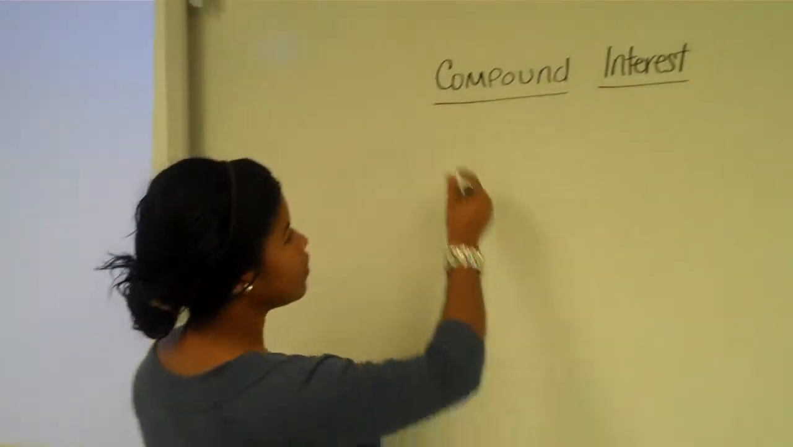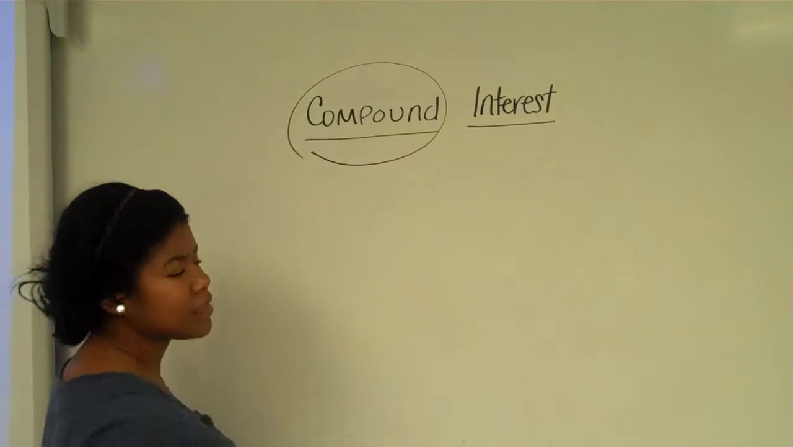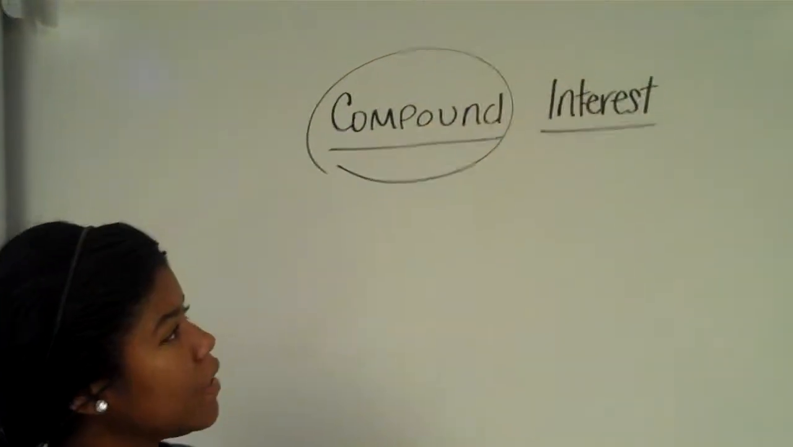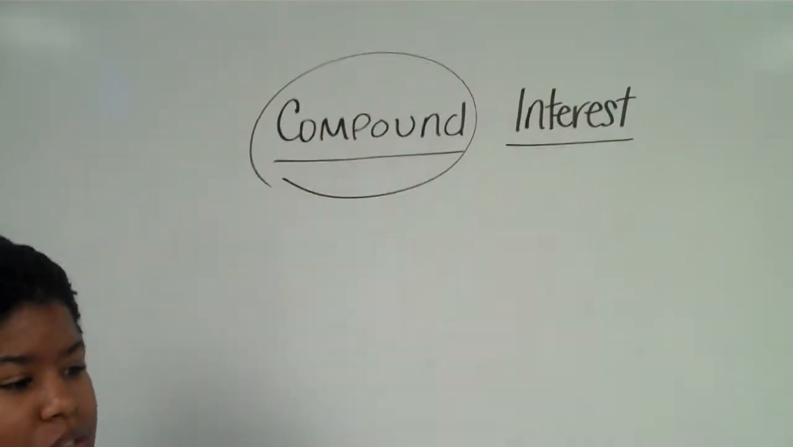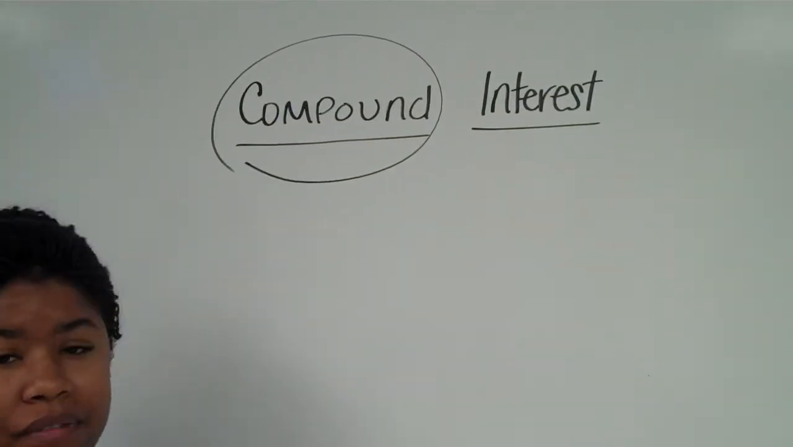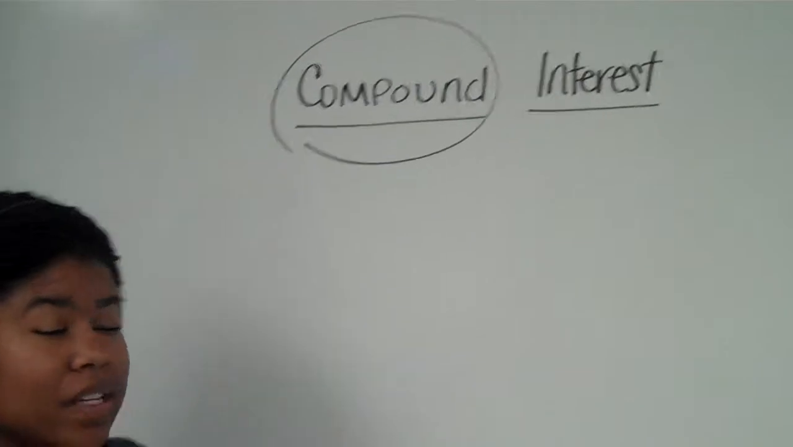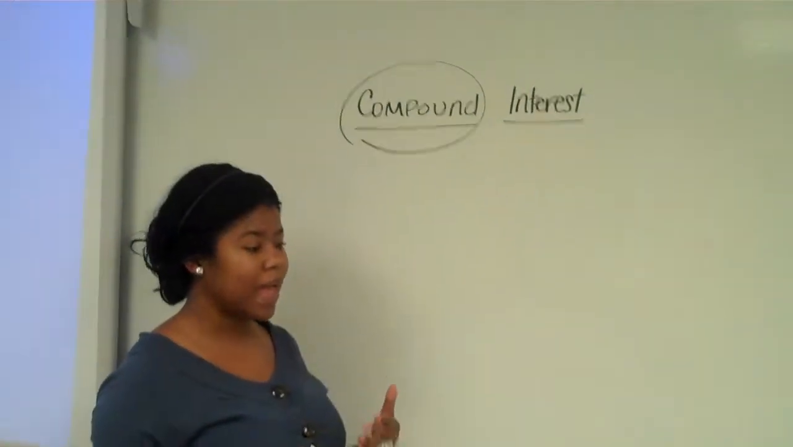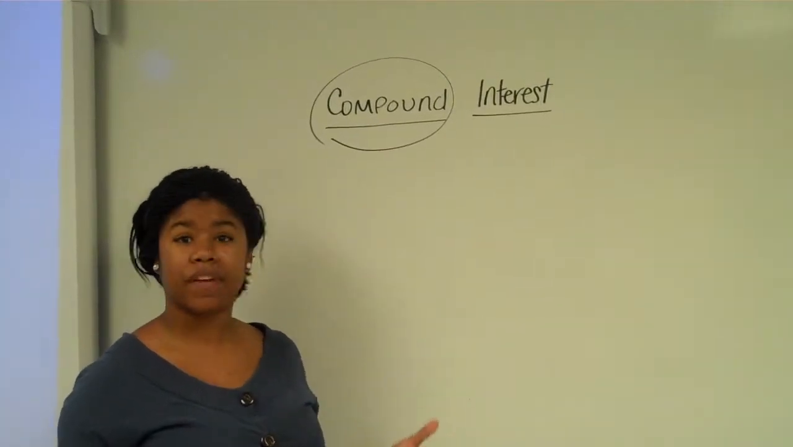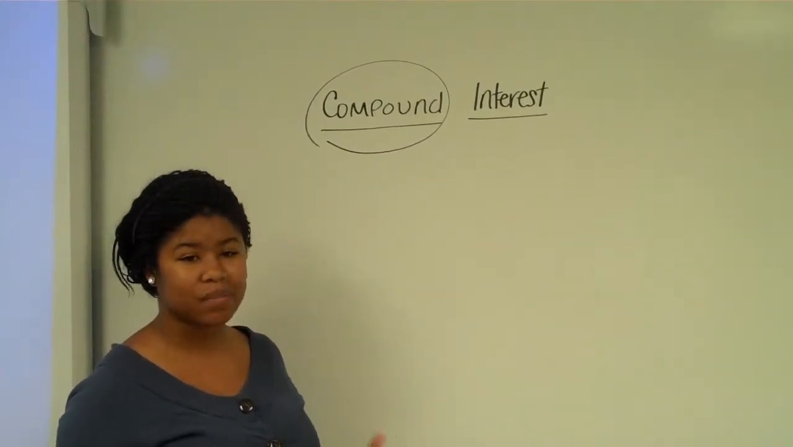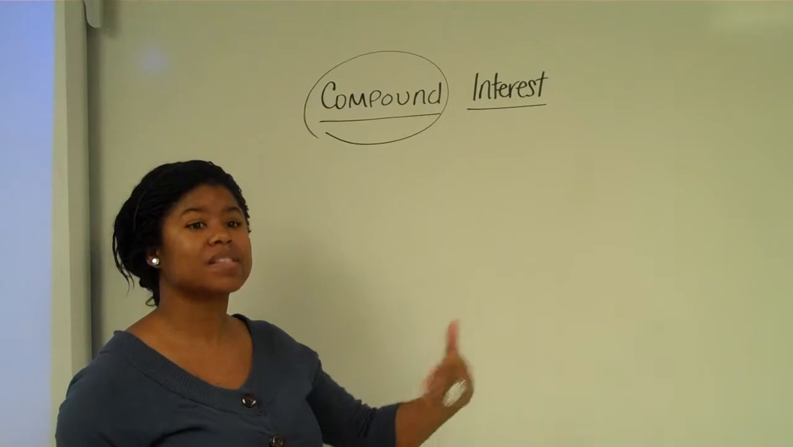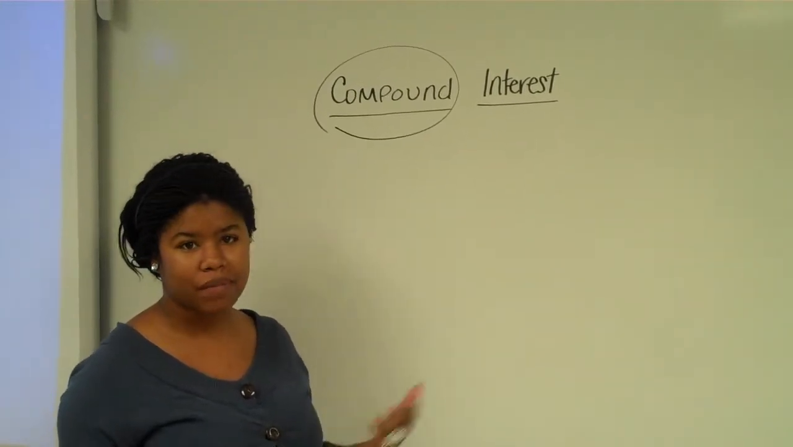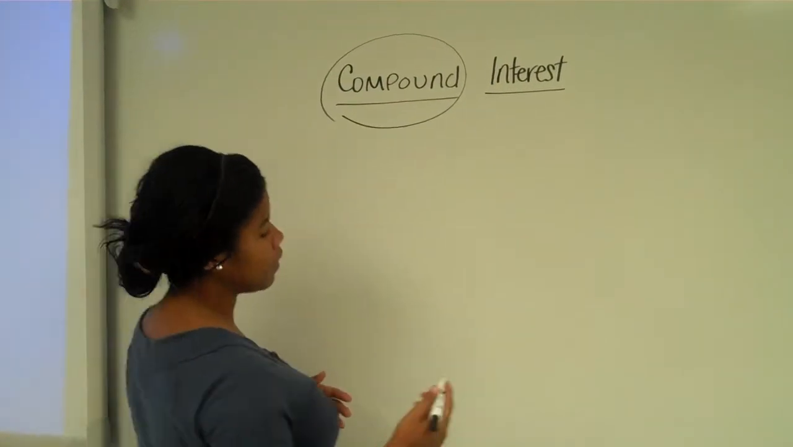So the word compound is the most important piece, because compound means you keep adding on to what you already had. And the word interest, remember, that's like if I loaned my best friend $10, then she's going to pay me back that $10 plus more money for her to do the favor. Okay, so that would be considered interest. I'm going to pay you back the money I owe you plus some more money at a certain percentage because you did me the favor of loaning me the money. So we're going to talk about compound interest.